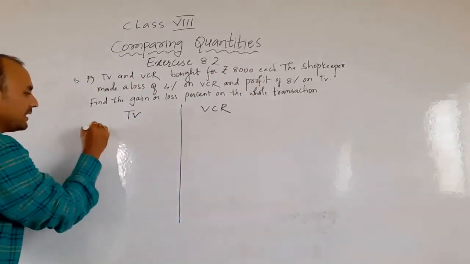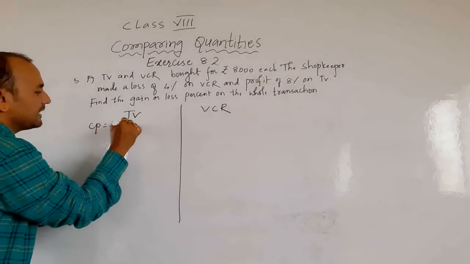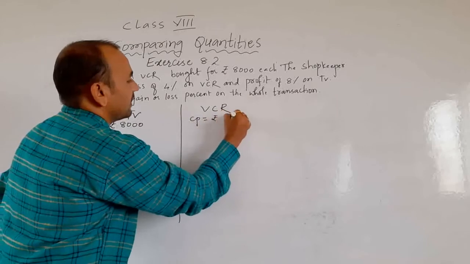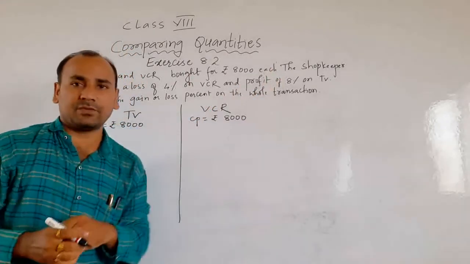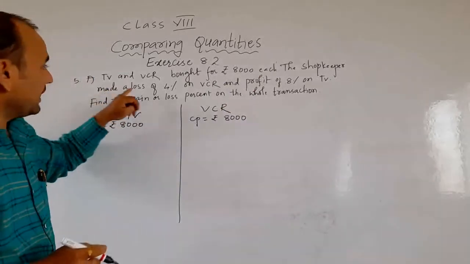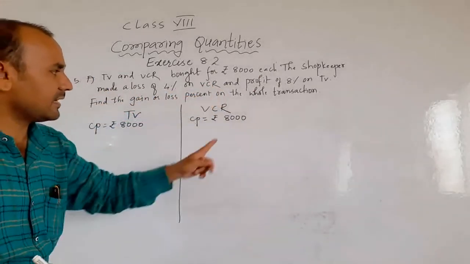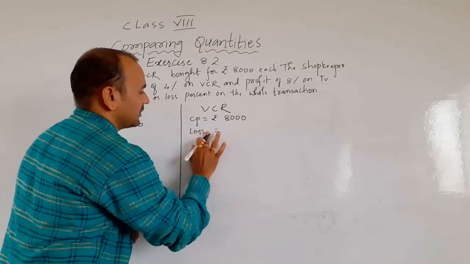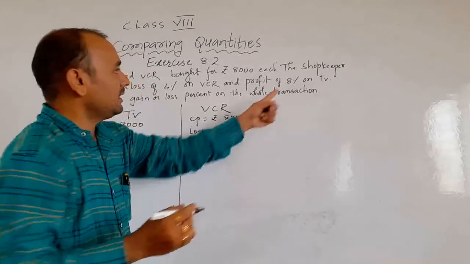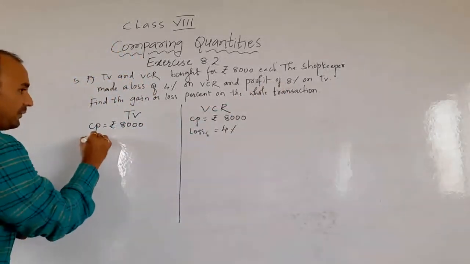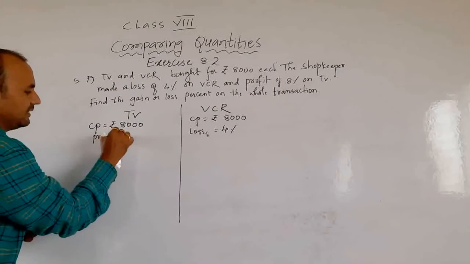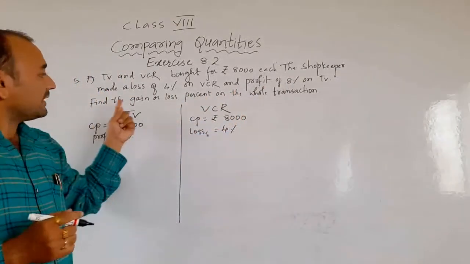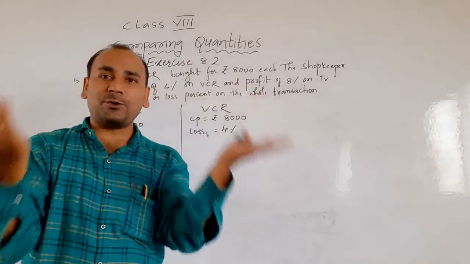So both the CP is rupees 8,000, and here CP is also rupees 8,000 because he has given each, right? And the shopkeeper made a loss of 4% on the VCR. On the VCR, loss happened, that is loss is equal to 4%, and a profit of 8% on the TV. So now he is asking, find the gain or loss percent on the whole transaction.